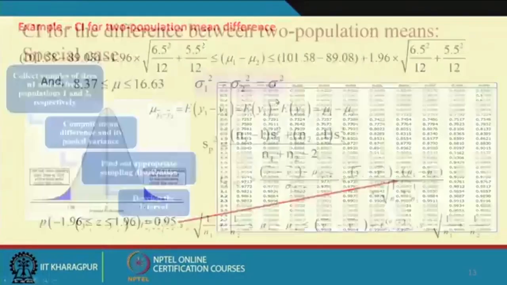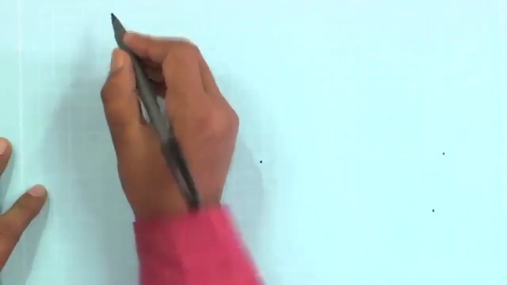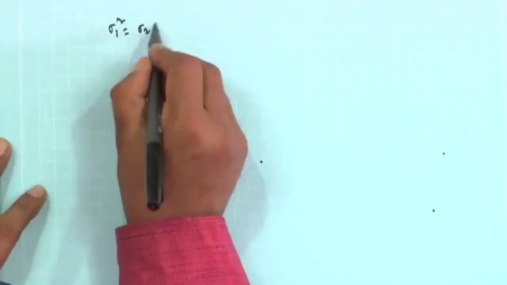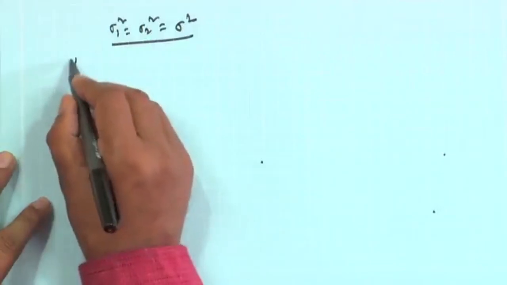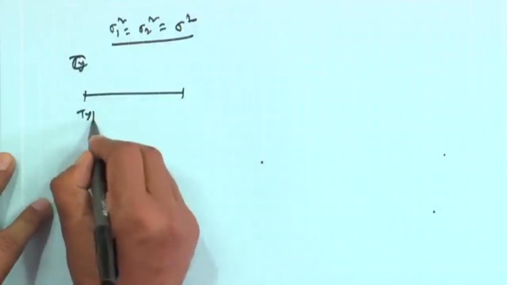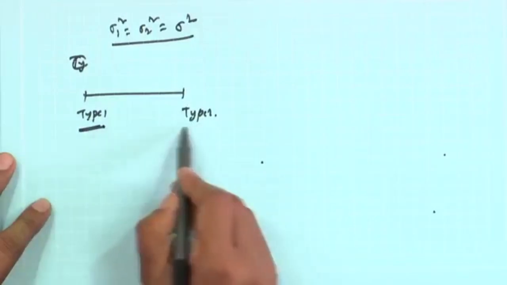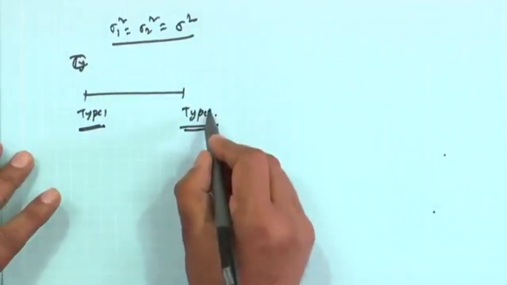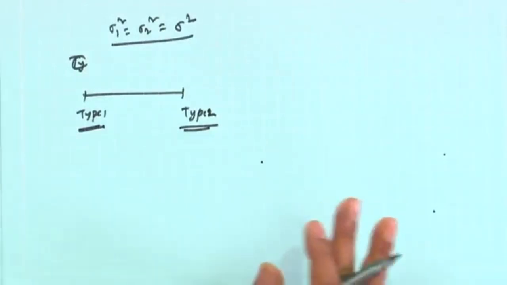Now, go for the second one. Confidence interval between two population means, the special case, a very important one. Most of the time we assume that the two population variances are equal, that means sigma1 square equal to sigma2 square equal to sigma square. So, we are saying that whether you use type 1 filter or type 2 filter in the radar experiment, the mean value will differ, but the standard deviation will not differ.